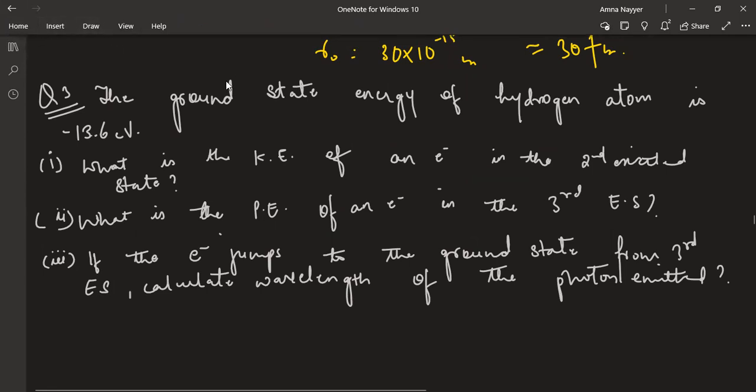Yes, class. Now see, the ground state energy of the hydrogen atom is given here in such types of questions. This is actually a question from 2008. Kinetic energy is asked in the second excited state. So find out the energy in the second excited state. What is the second excited state? How will you write n for the second excited state? Tell me in the chat column.